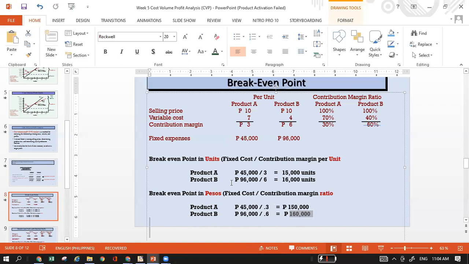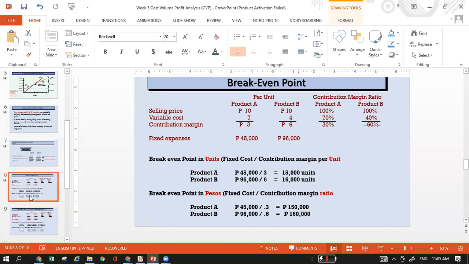The same with product B. We compute for the break-even point in units, 96,000 divided by contribution margin per unit and you get 16,000 units. While in break-even point in pesos, 96,000 divided by 0.6. How do you get 0.6? Contribution margin divided by your selling price and you get 0.6. And your break-even point is 160,000.